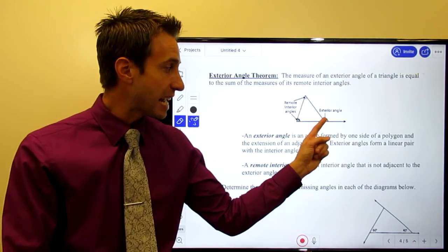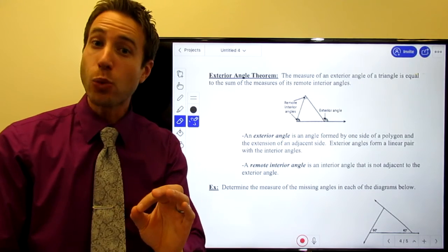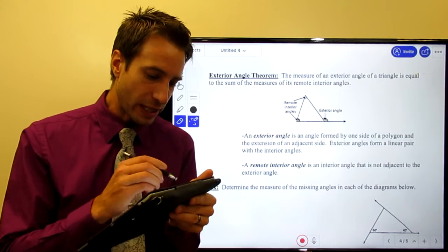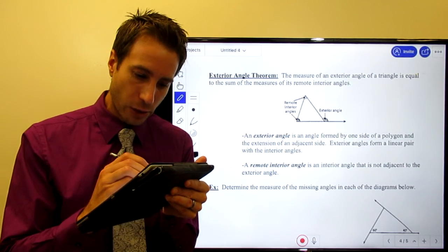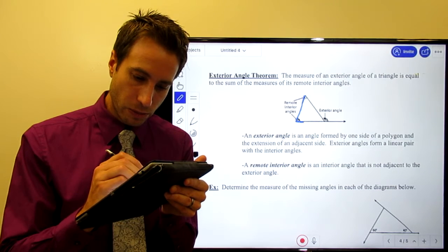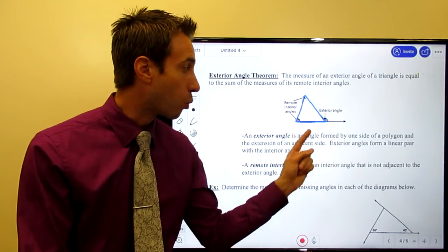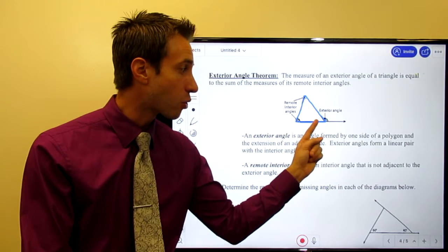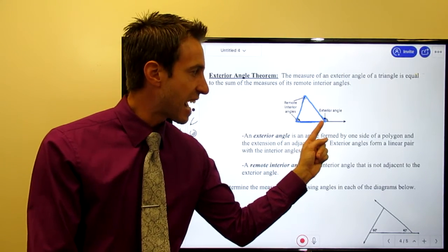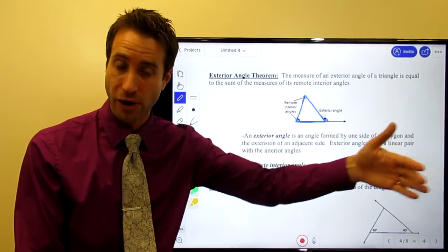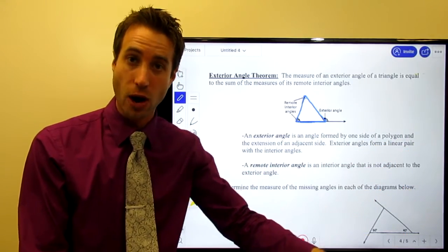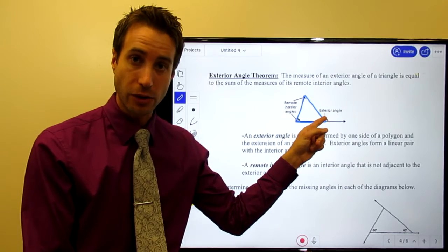If you're given an exterior angle, here's the way you draw an exterior angle. It's really pretty simple. You have a triangle, this guy right here in blue. All you're going to do is take one of the sides of that triangle and just extend it a little bit further. Extend one of the sides of the triangle, right? And you get an exterior angle.